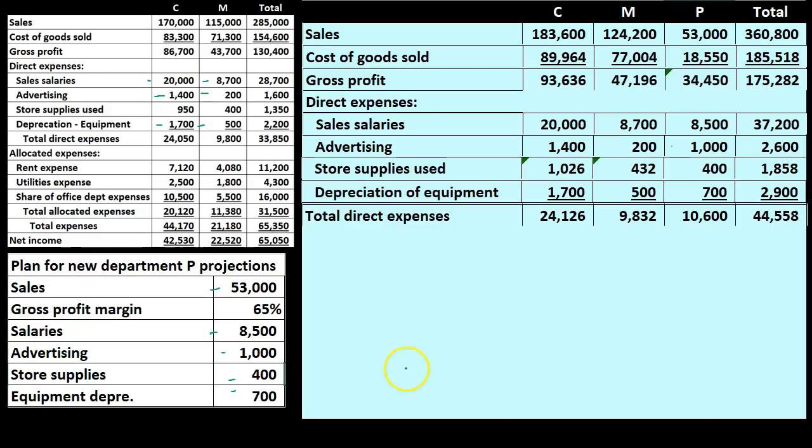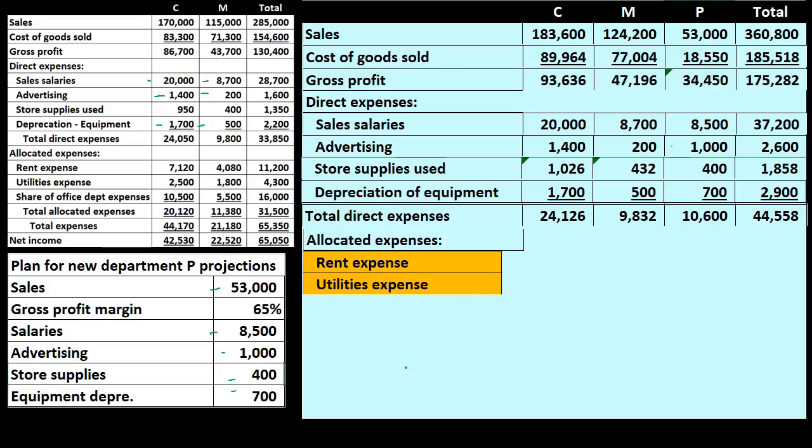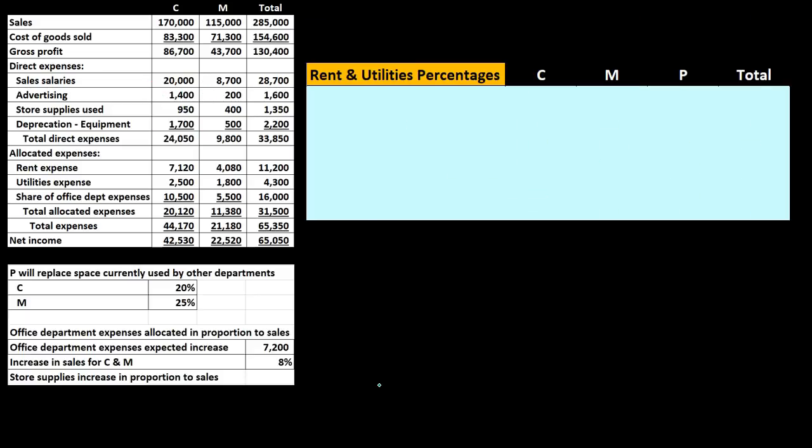Then we have the allocated expenses or the indirect expenses. We're going to be looking at the rent and the utilities. That's going to be the first calculation we need to take a look at. So to do that, we can look at what we had last time. We had the rent expense and the utilities expense. So we're going to start with the rent here. We're going to say, here's the prior year rent. It was the 7,120 for C and 4,080 for M. So that's going to be these two items. Obviously, nothing was there for P.